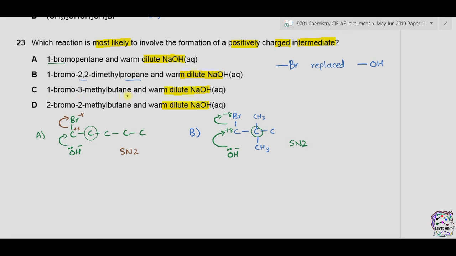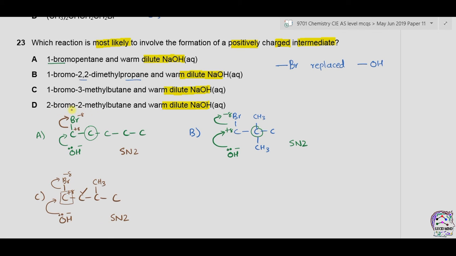C is 1-bromo-3-methylbutane. In long chain we have 4 carbon atoms as it is butane, and on first carbon we have bromine, while on third carbon we have methyl group. Again you can see that this carbon is directly attached with one carbon atom, so it is primary halogenoalkane, and there will be no intermediate formed that consists of carbocation. So as this is primary halogenoalkane, it follows SN2 mechanism.